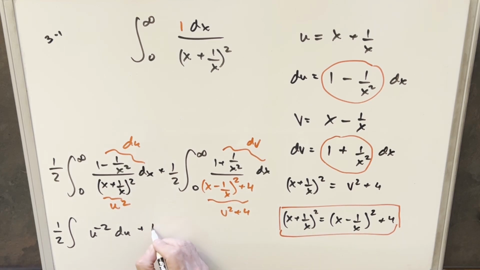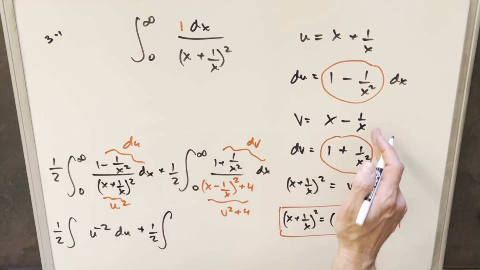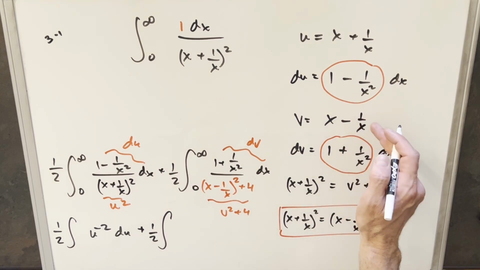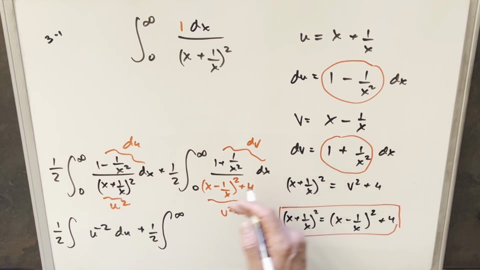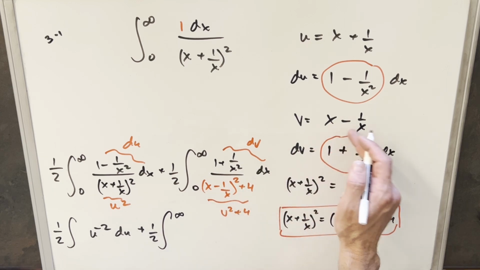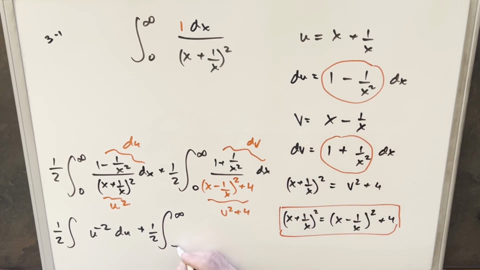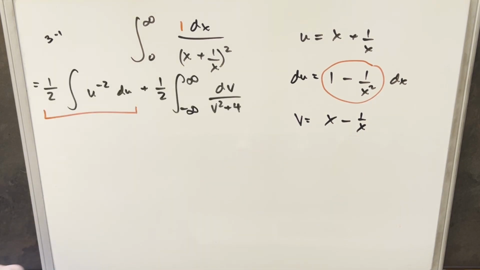And then for the second one, we're going to have our 1/2 out front. And then for our bounds, we take an infinity. When you evaluate infinity for x here, this v is going to infinity. And then we plug a 0 in here, we get 0 minus 1 over 0, so that's going to be going to minus infinity. And again, this integral is just going to be dv over v squared plus 4. Okay, so here I'm just going to look at this first integral.